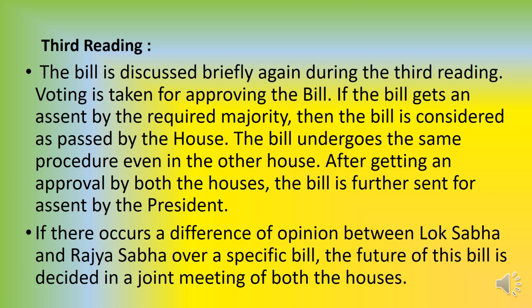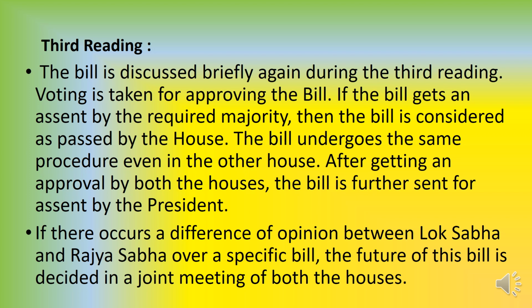Say, for example, if it has started in the Lok Sabha, all these procedures will have to be undergone in the Rajya Sabha. There also all these procedures will be undergone, and finally, when both these houses give their approval by voting, then it becomes a law. After getting approval by both the houses, the bill is further sent for assent, that is, for the approval of the president.